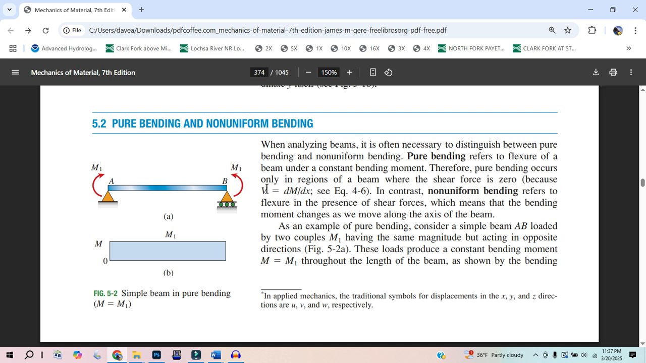Therefore, pure bending occurs only in regions of a beam where the shear force is zero, because the shear force is equal to the change in the moment. So the definition of a shear force: if I have a shear force, then the moment at this point, like if I cut this beam open right here, if I have a shear force, it means that the moment over here in the internal slice is going to be different than the moment right here.